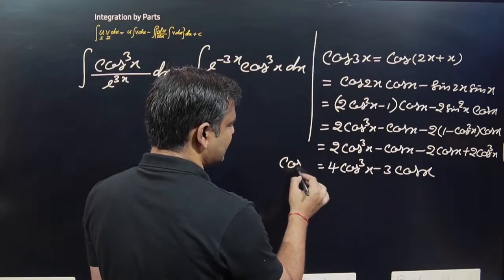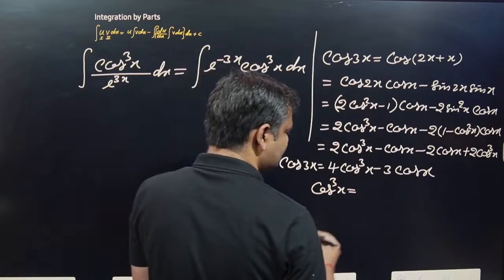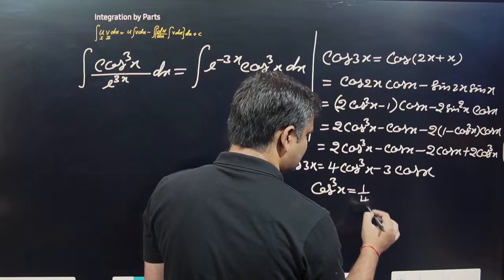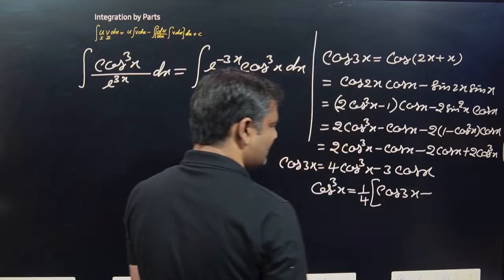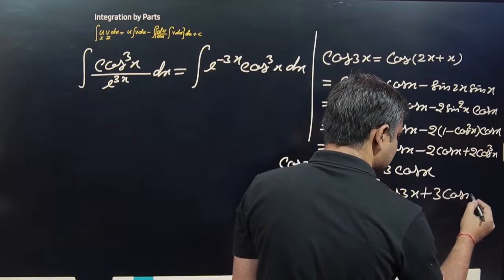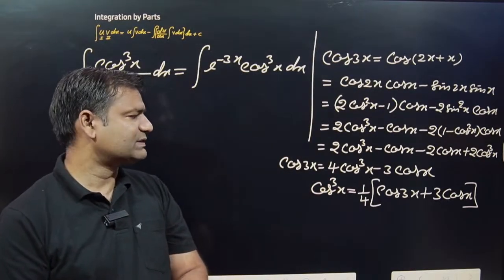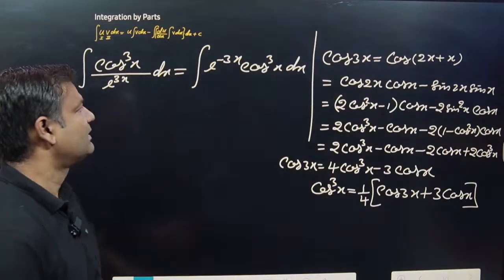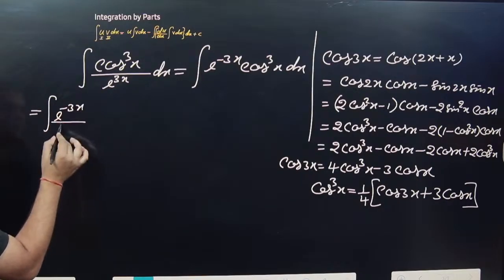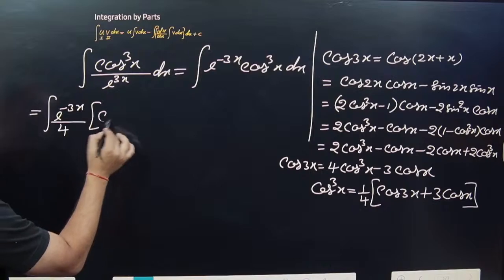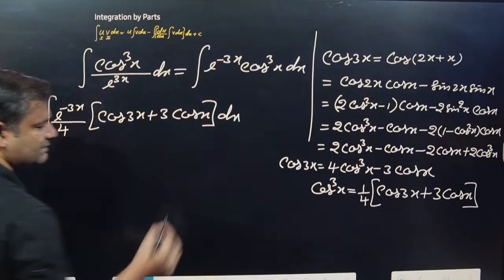Okay, so cos cube x is how much? It is 1/4 into cos 3x plus 3 cos x. So that one is replaced into that part. So right now here, integration of e to power -3x divided by 4, because 1/4 into (cos of 3x plus 3 cos x) into dx.